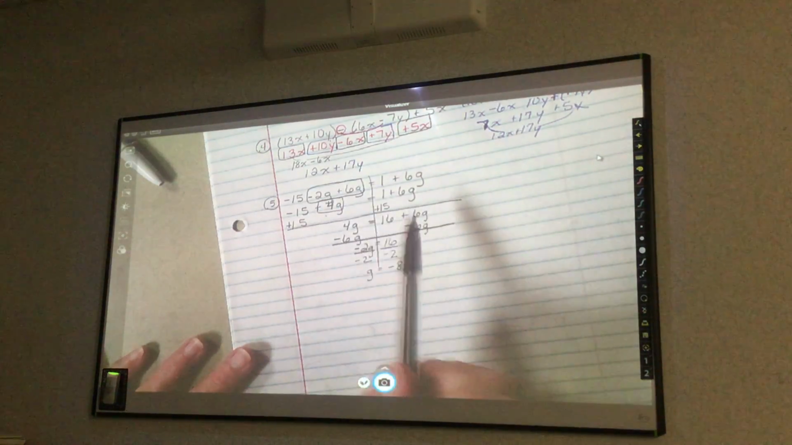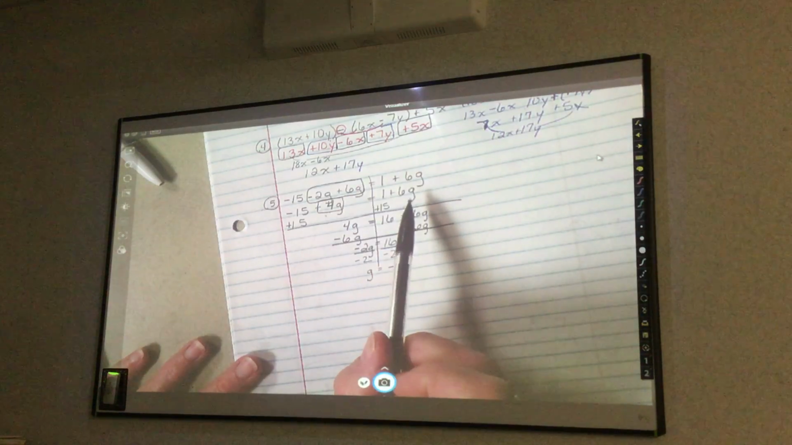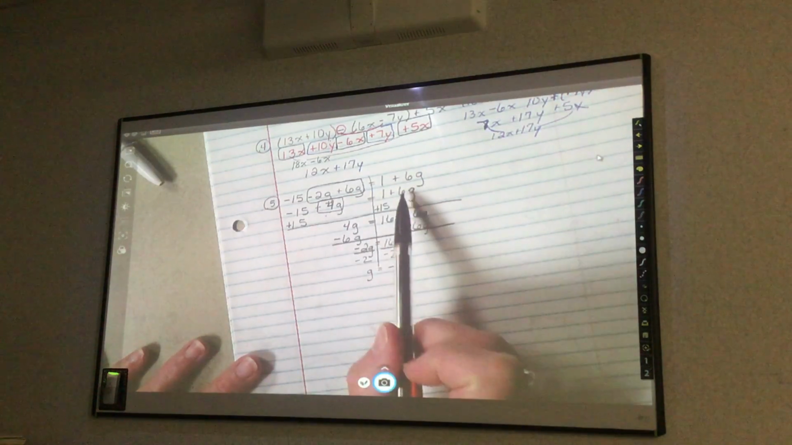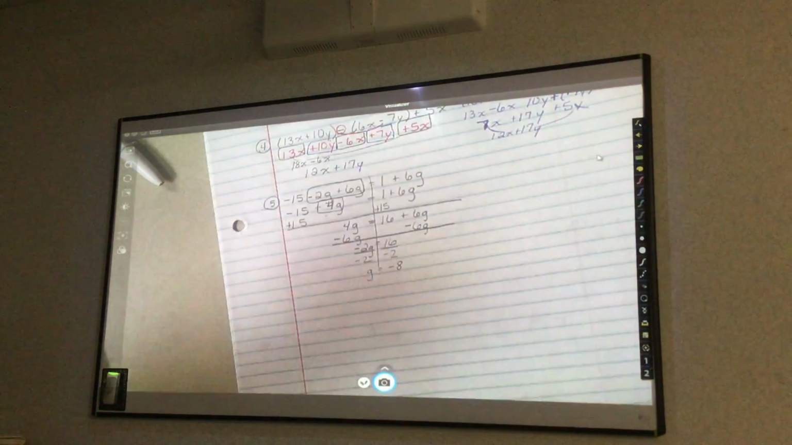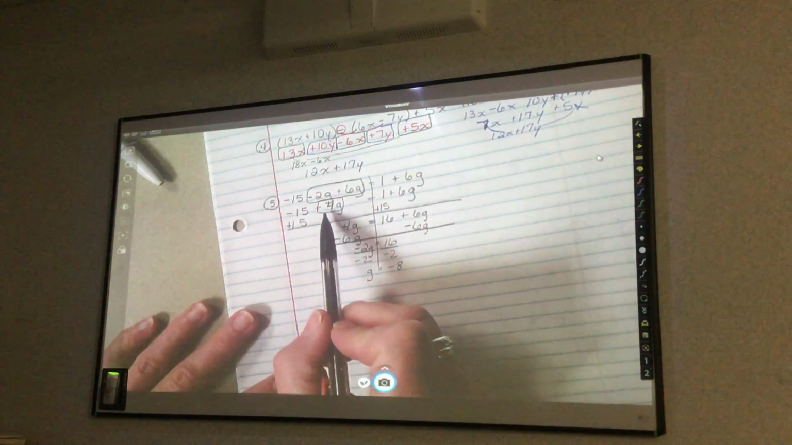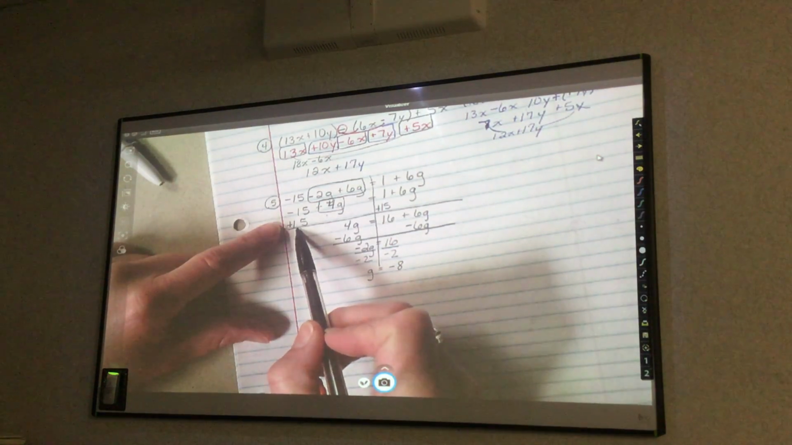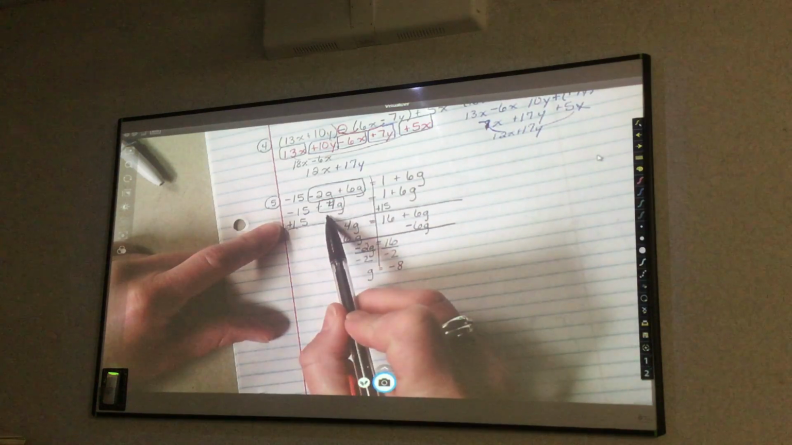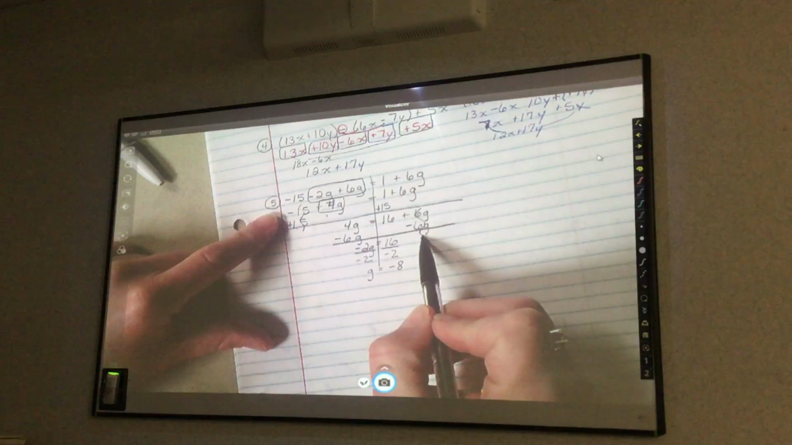To be honest, what I did, I moved my 4g over here to be on the right, because then it would just be a minus 4 and 6 minus 4. It makes no difference. There's a lot of different steps. And also, sometimes I do 2 steps at once. I'll do the plus 15 and the minus 6g at the same time, and just show that you canceled those out. But they would be on the same line.